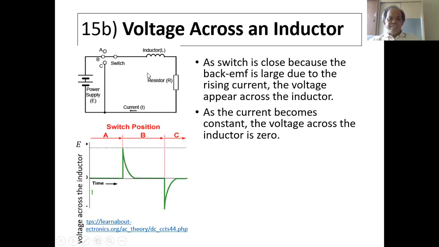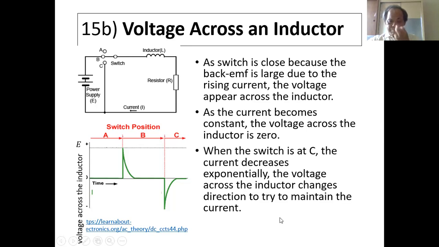If there is no resistance in the inductor. When the switch is at C, this part, the current decreases exponentially. The voltage across the inductor changes direction. The EMF is in a different direction now, trying to maintain the current. Trying to keep the current going. That's why it's in the opposite direction.